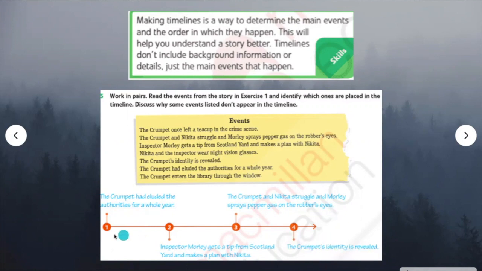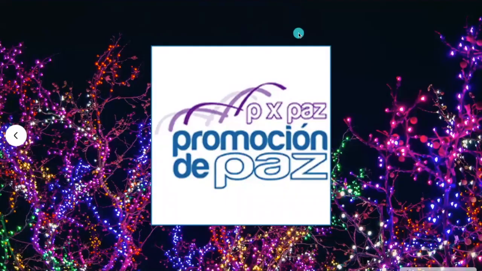This is the ending, beginning to end. Remember, timelines can also have images. It's better if it has some graphics in here.